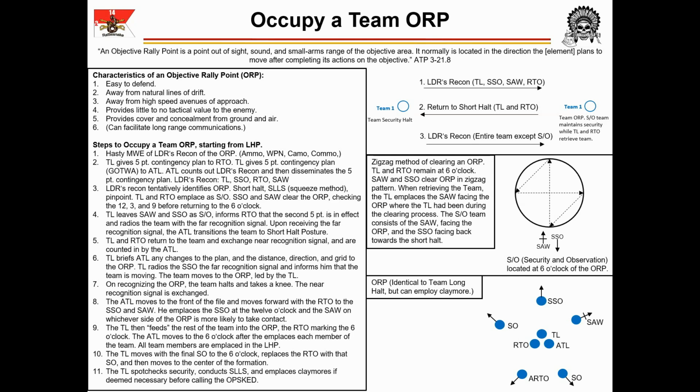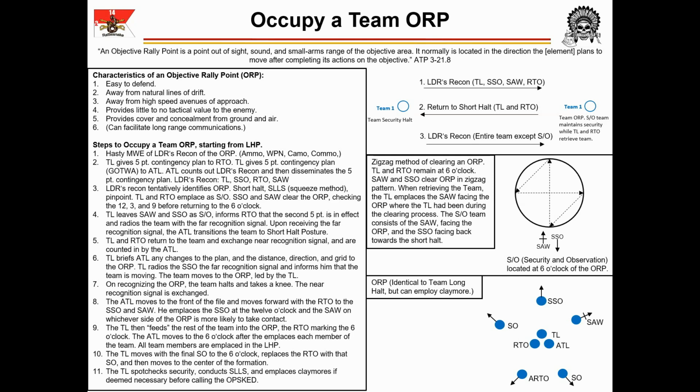At this point, the team leader and RTO emplace themselves as S&O. The SAW and SSO move forward and clear the ORP in a zigzag pattern, moving from the 6 o'clock to the 12 o'clock, and from the 12 o'clock to either the 9 or 3. They then move to the opposite side and back to the 6 o'clock. It is critical that they cross the center at least 2 times. At each corner, they conduct seals for whatever interval the SSO decides is necessary.